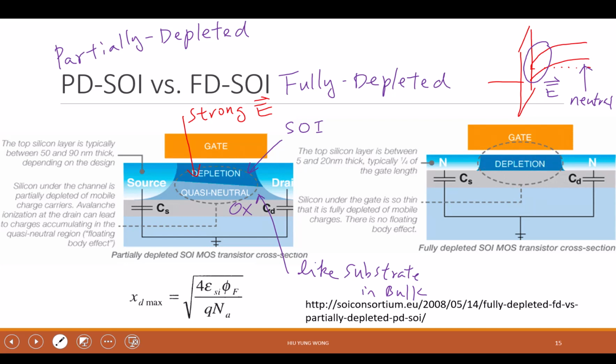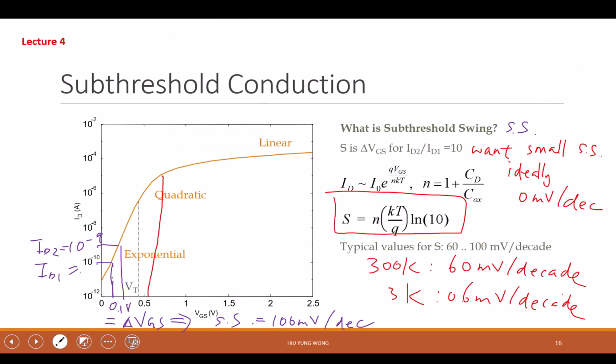Okay. Yeah, but we will discuss this a little bit more later. So just remember we have PDSOI and FDSOI. So why is this so important? This is from lecture 4.